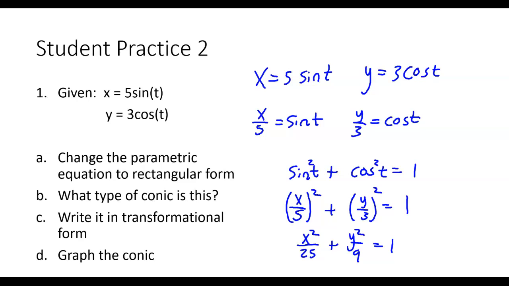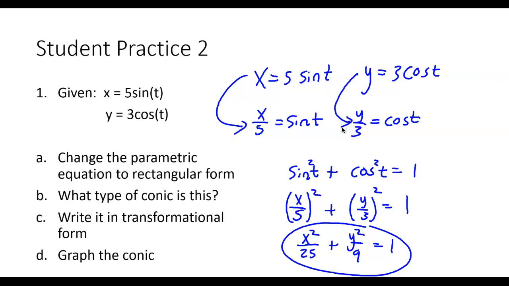All right, so there's our solution. You should have ended up with x squared over 25 plus y squared over 9 equals 1. Step 1 would be to divide by 5 here and to divide by 3 here to get the sine and cosine by themselves. Then we use our Pythagorean identity here, and we replace the sine with what sine equals. Since sine is equal to x over 5, sine squared becomes x over 5 squared. Same thing over here with the cosine. Cosine is equal to y over 3, so cosine squared is equal to y over 3 squared. And then when we square those two things, we end up with x squared over 25 and y squared over 9. All right, let's move on to step 2.